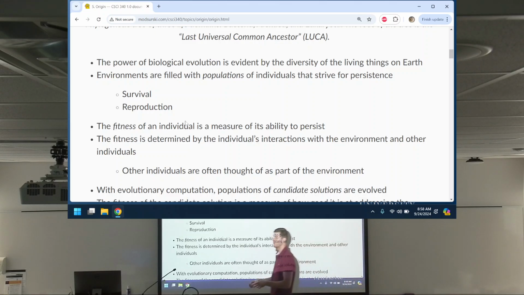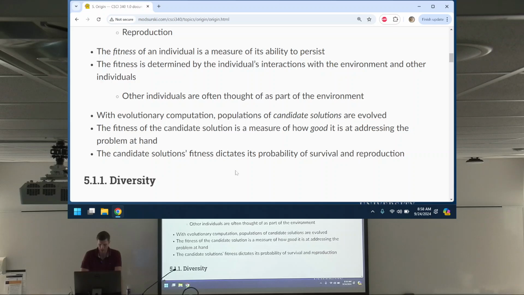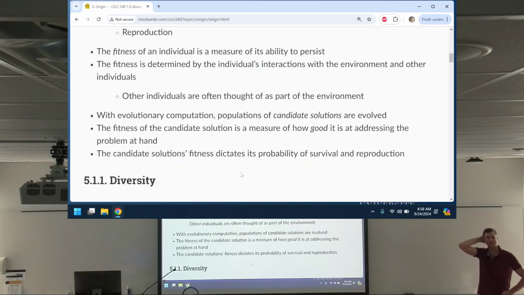The fitness is determined by an individual's interactions with the environment and other individuals. But again, like I was saying, other individuals are effectively a part of the environment. With evolutionary computation, populations of candidate solutions are evolved. The fitness of the candidate solution is a measure of how good it is. It's a goodness measurement. Now, it's funny because with evolutionary computation, we design our environment. What does it mean to be good for a candidate solution?